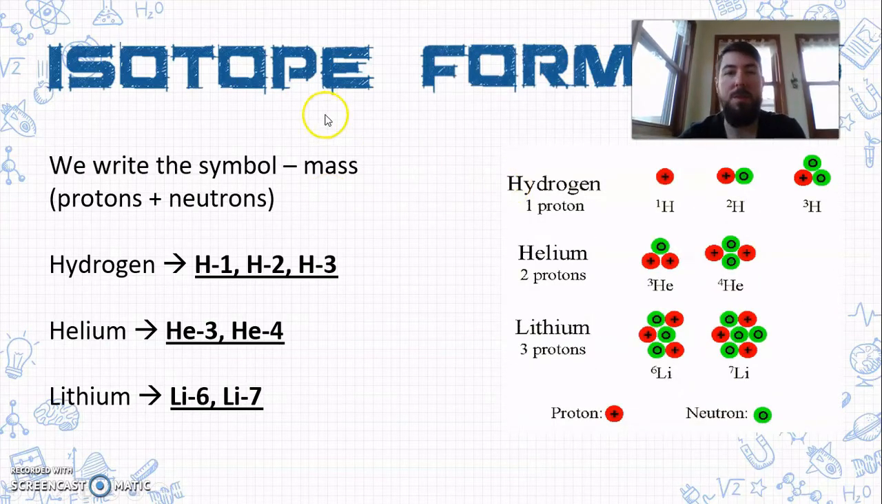So when we talk about different isotope formulas, we write the symbol with the mass with a dash in between. So hydrogen, there's H-1, H-2, and H-3. For helium, we would call it He-3 and He-4. That's because this helium has a mass of 3, this one has a mass of 4. And then with lithium, there's lithium-6, lithium-7, and you can see the 2 different forms here on the right.